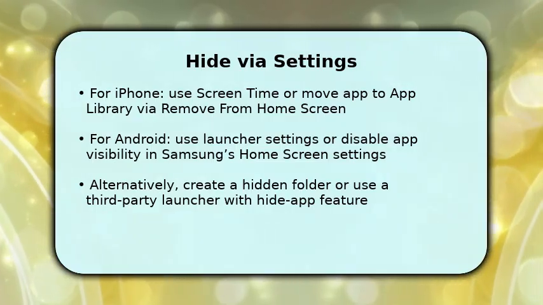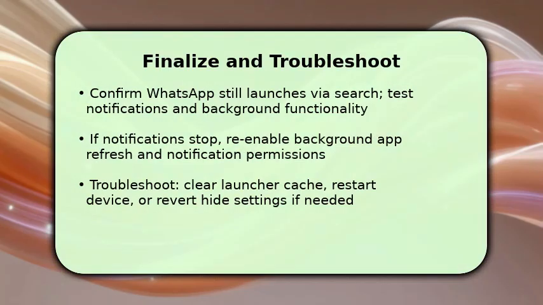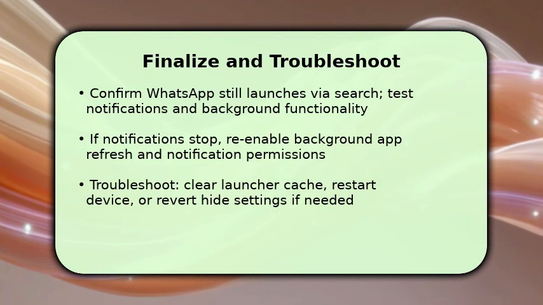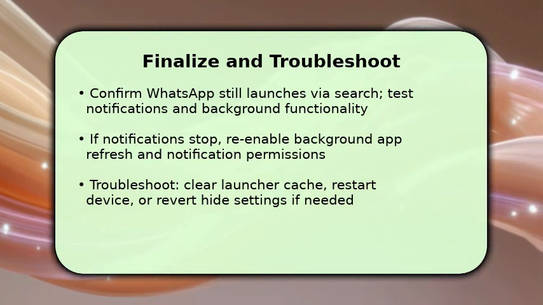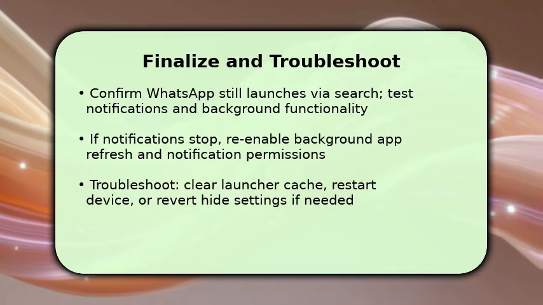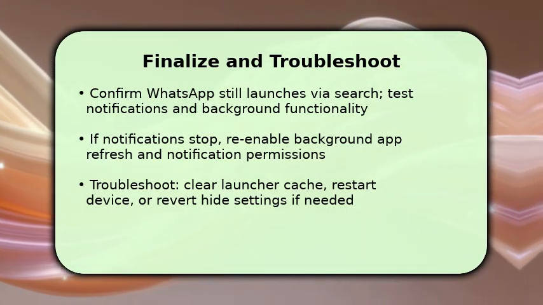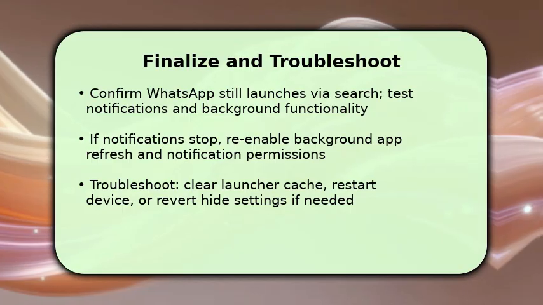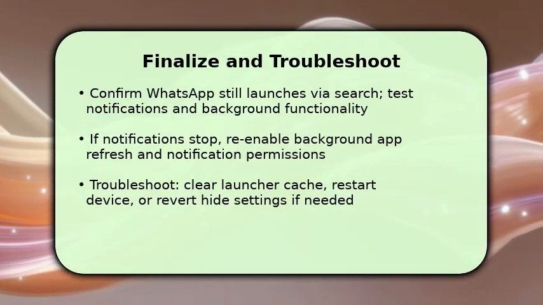Finish by verifying everything works. Search to open WhatsApp, send a test message, and confirm notifications arrive. If notifications stop, make sure background app refresh, app battery exclusions, and notification permissions are enabled. Hiding shouldn't block background processes.